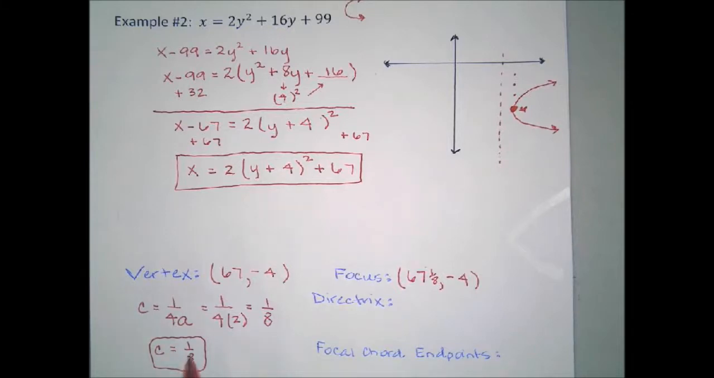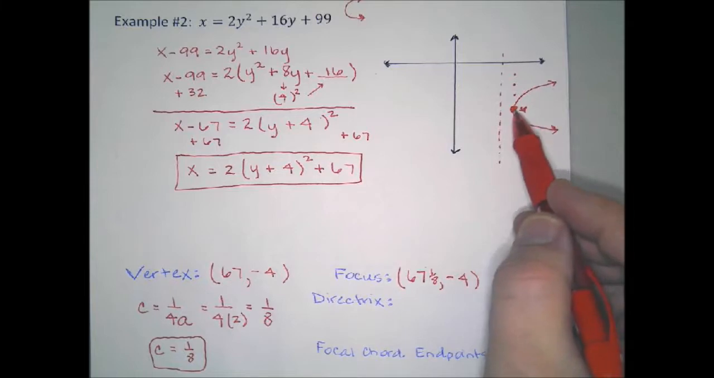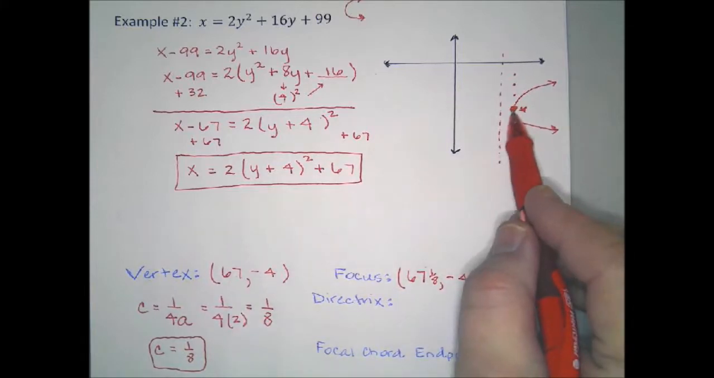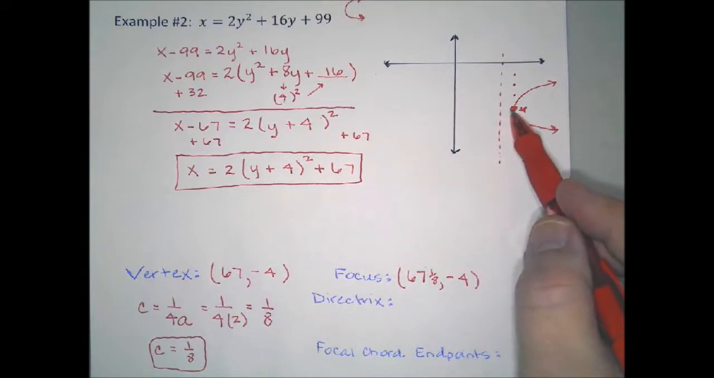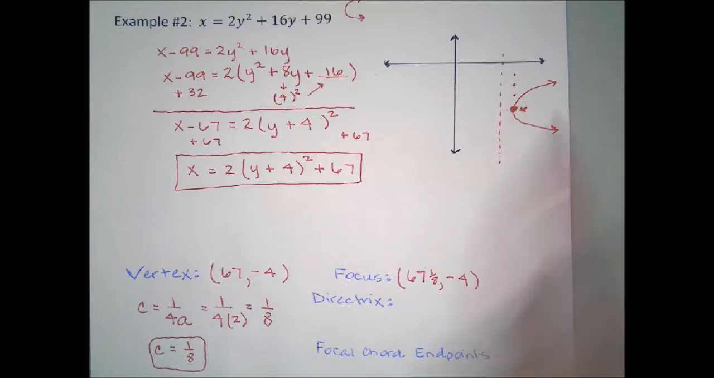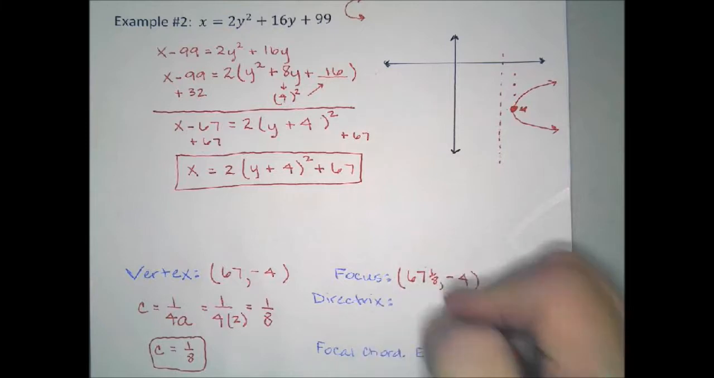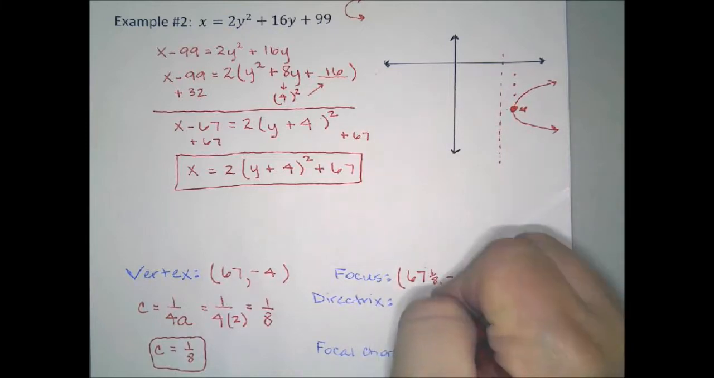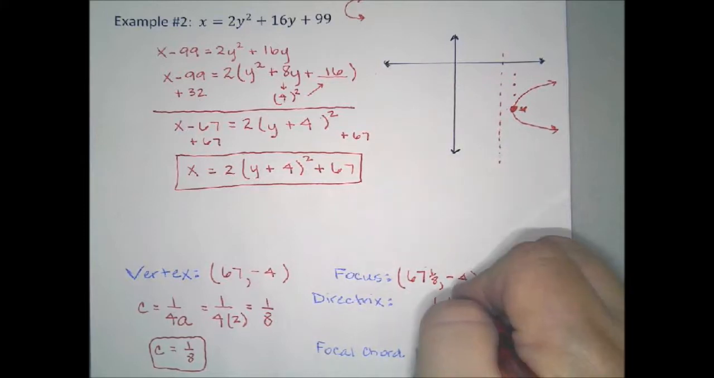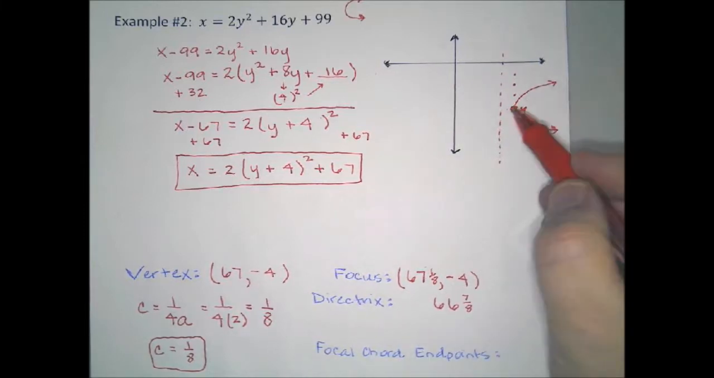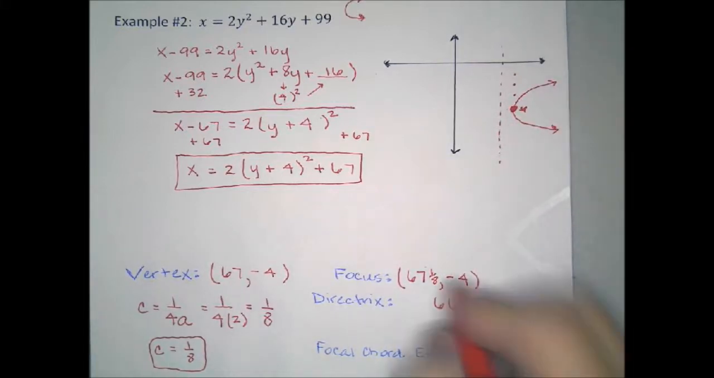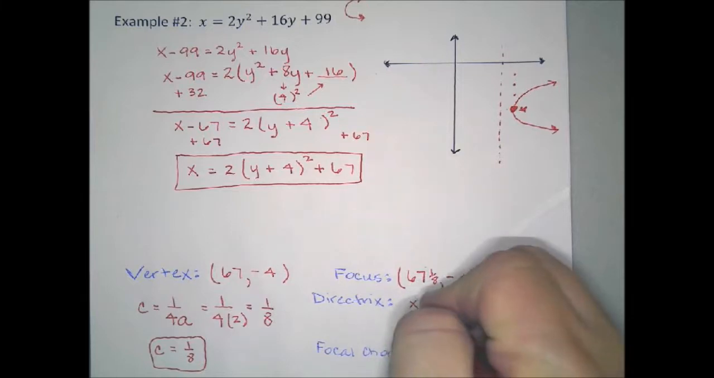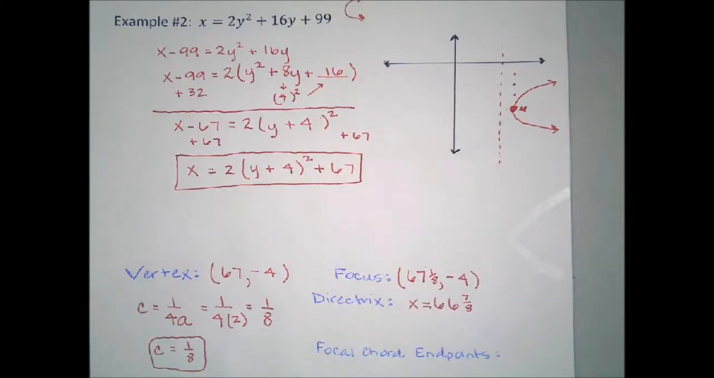Now, I go the exact same distance the other way. So if I'm at 67, -4, I'm back at the vertex, 67, -4, and I go 1/8 of a step to the left. Well, that's just going to subtract 1/8 from the 67, and I'm going to be at 66 and 7/8. And remember, the directrix is not a point, it's an entire line. In this case, it's a vertical line. So that vertical line would be x equals 66 and 7/8.